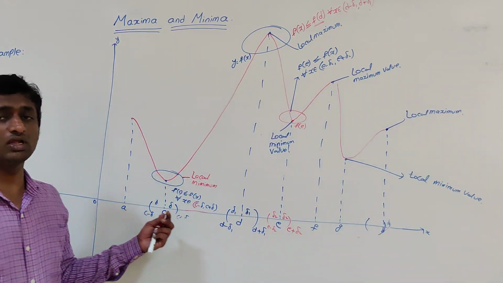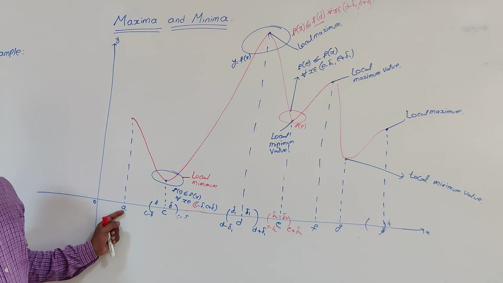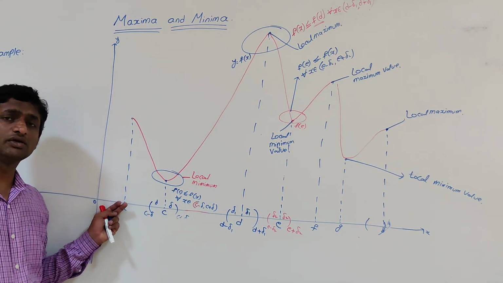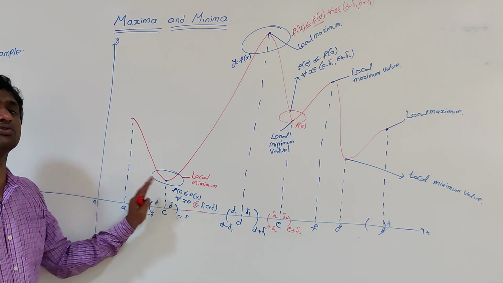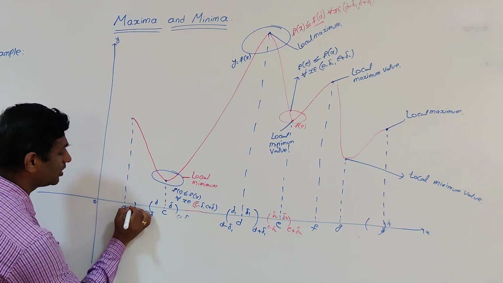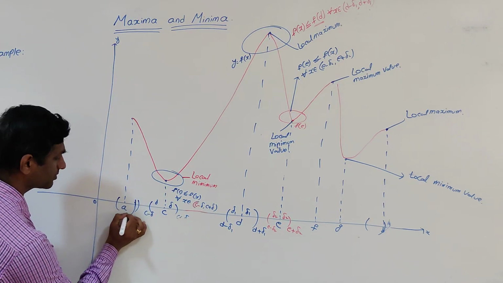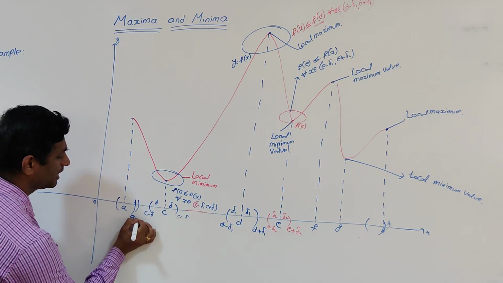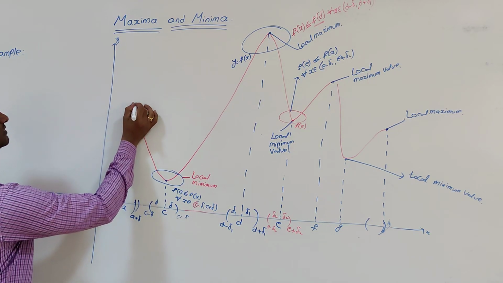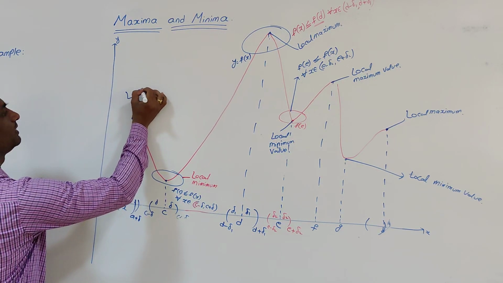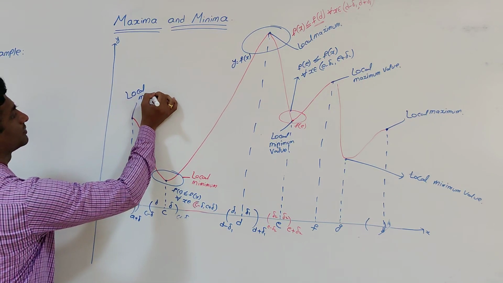And coming to the left end point A, there are no numbers on the left side of A. There are only numbers on the right side of A. So if we consider a small delta distance, A plus delta, in this small interval again, this will be the maximum. So it will be local maximum.